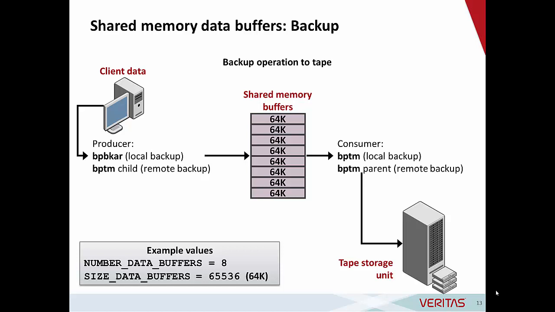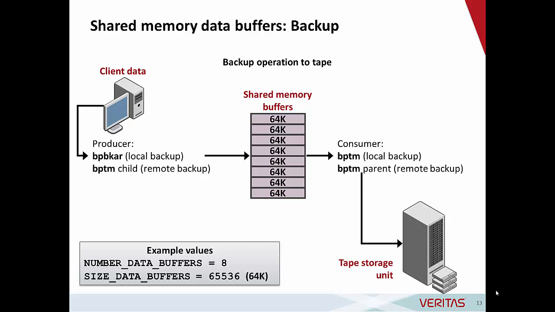You can see here that the size and the number of shared memory buffers can vary depending on NetBackup version and what platform you're running on. In this example, we're using 8 data buffers, 64 kilobytes in size. That number can be adjusted and tuned as part of the performance tuning process, and we'll talk about that later on in this lesson. But what we can do is look at the output of the BPBICR process and the BPTM process, and try to look for waits and delays to identify where this bottleneck is. Is it on the producer side, i.e. the client, or is it on the consumer side, i.e. the media server?